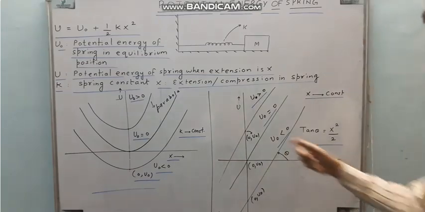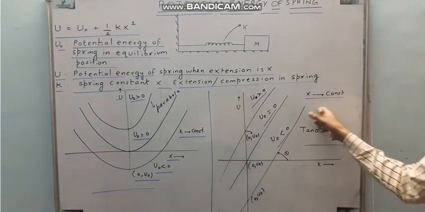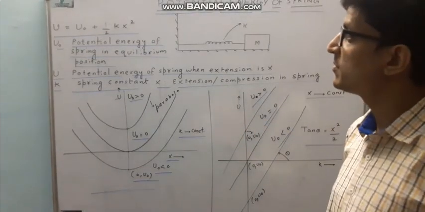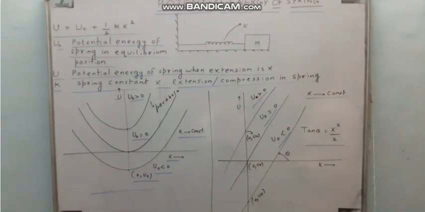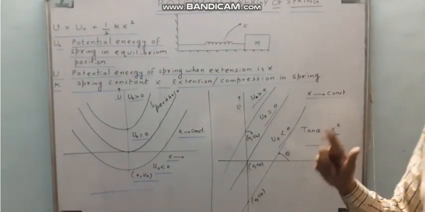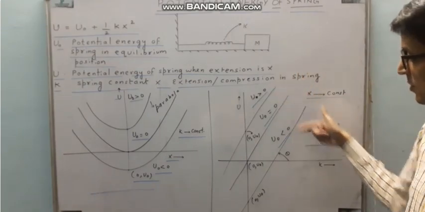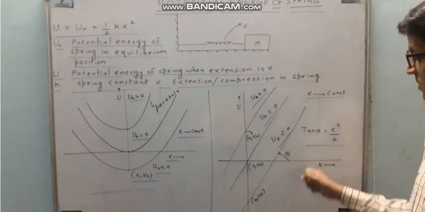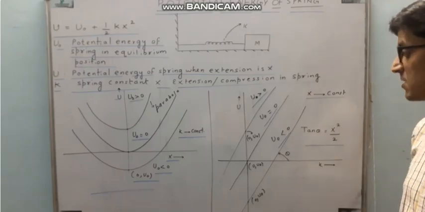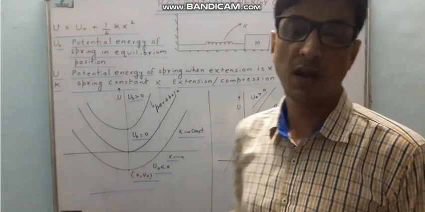We can also draw the graph between U and K. If x is constant, the graph between U and K will be a straight line, because U and K are related by a single degree equation. So this will be the graph. Based on the values of U0, three graphs are possible. Suppose it makes an angle theta, then tan theta is equal to x square by 2.